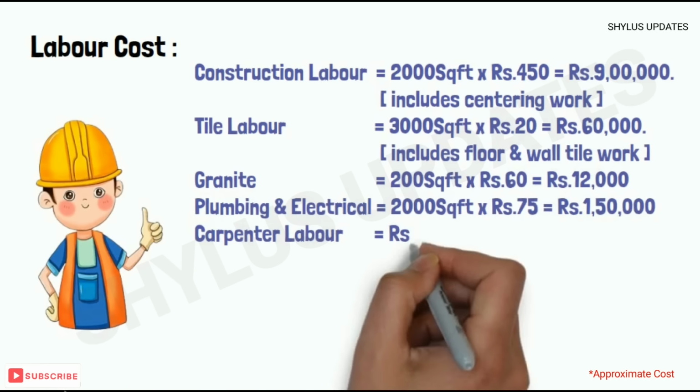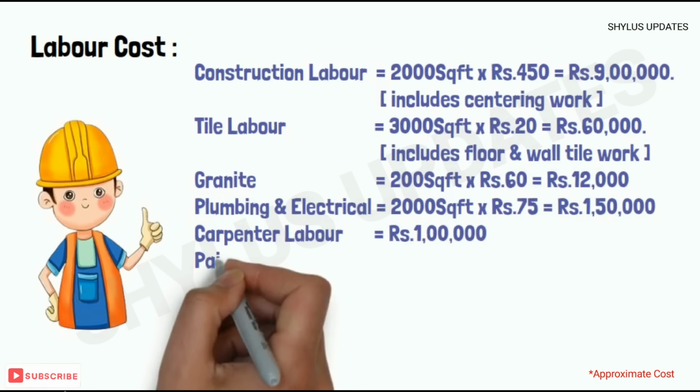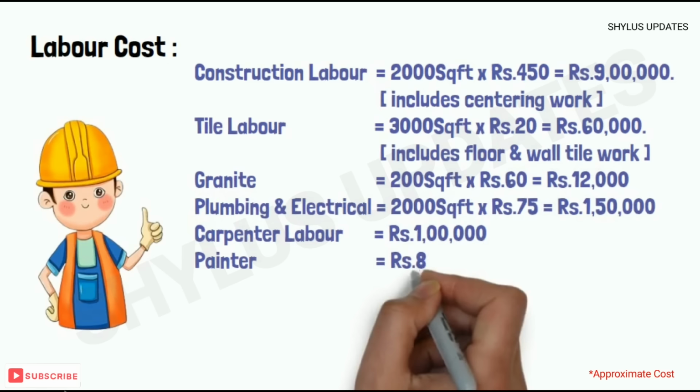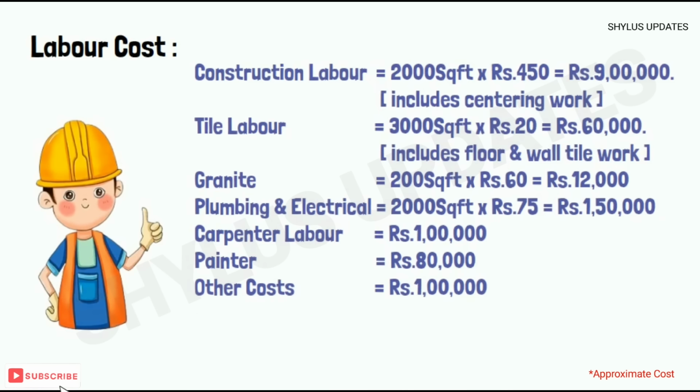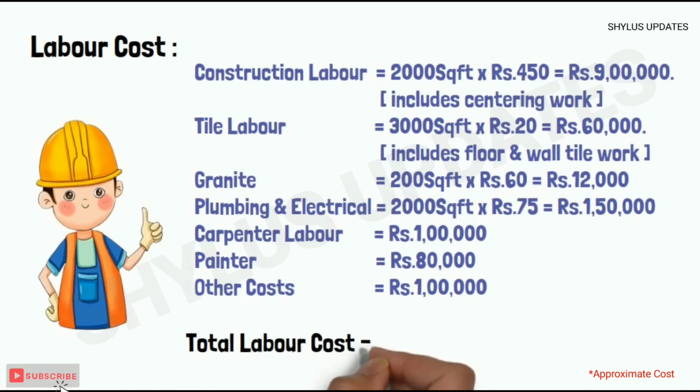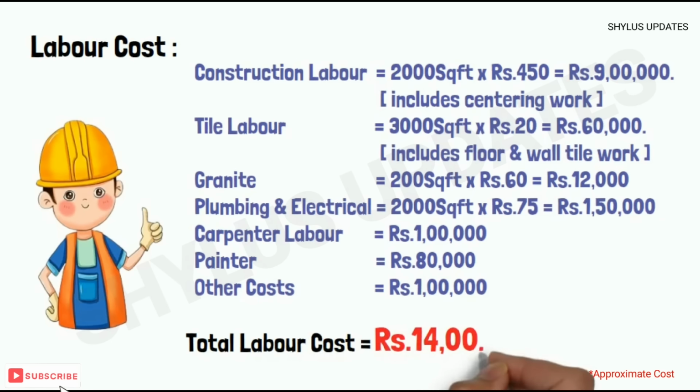Carpenter labor, rupees 1 lakh. Painter, rupees 80,000. Other cost, rupees 1 lakh. When you add all these costs, you will get the total labor cost as rupees 14 lakh for a 2000 square feet house.